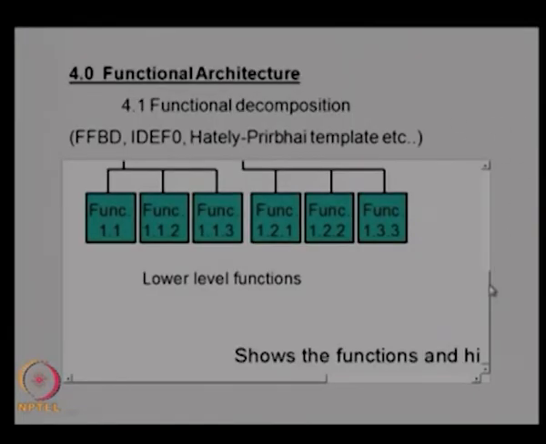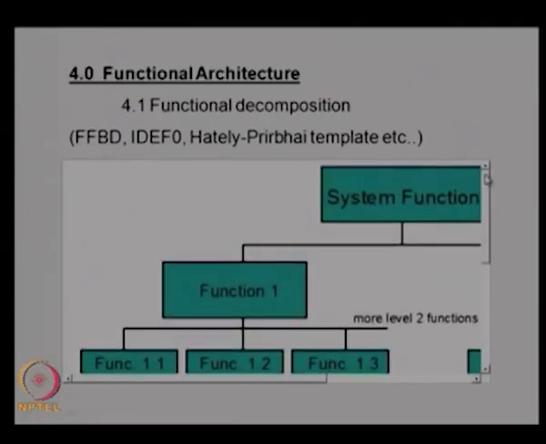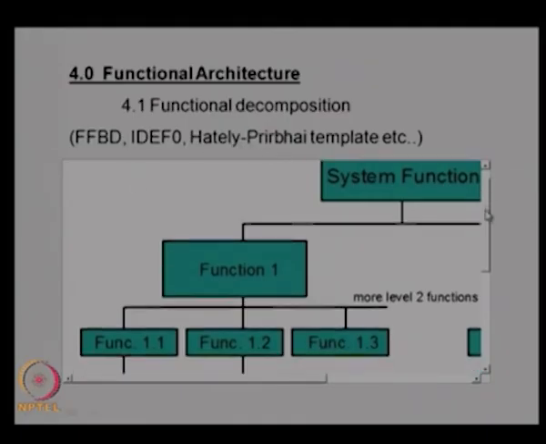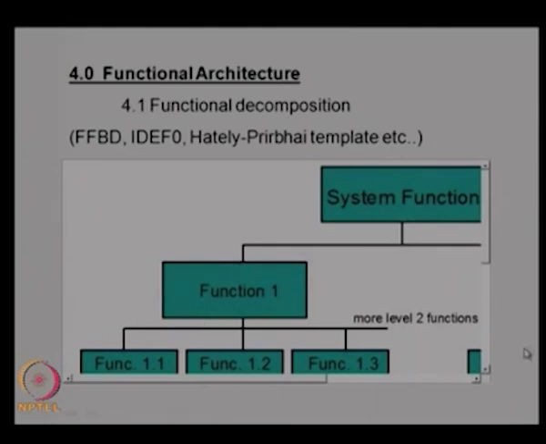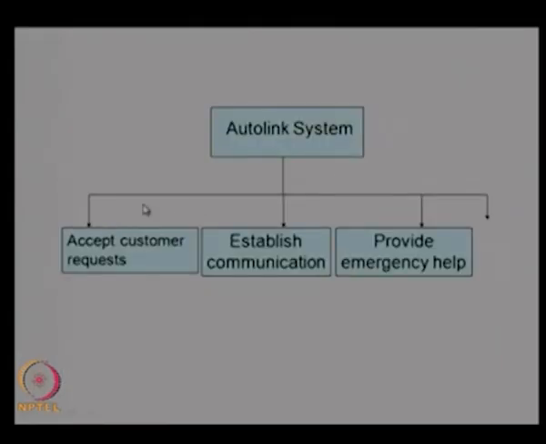In the same way, based on these requirements we can go for the functional decomposition. We discussed two methods, IDEF0 and the Hatley-Pirbhai template. We can go for the functional decomposition based on this. So, we will get the top level function and all the sub functions, and identify all the functional requirements based on this functional decomposition. This actually shows the sub functions needed. This is the main system, the Autolink system, to provide the services. So, you have the sub functions as accept customer request, establish communication, provide emergency help, and of course, you can have many functions like this, and here you can have many sub functions.